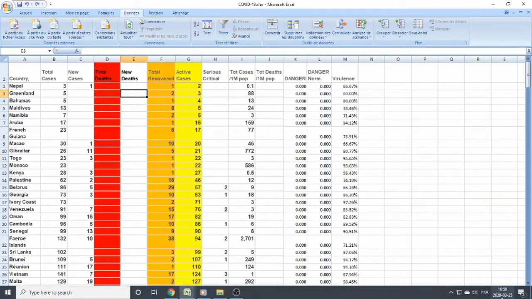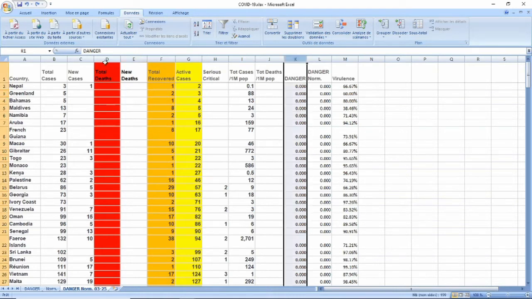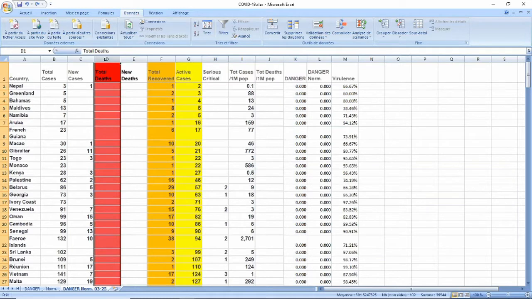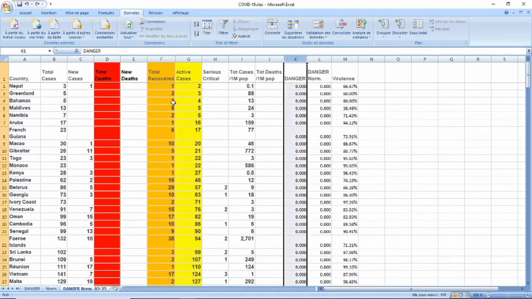Today is March 25th, and this data is fresh off the press. It's as of today. And again, I've got my danger ratio, the total number of deaths divided by the number of recoveries. So that has not changed. However, the manner in which I normalized everything has changed.